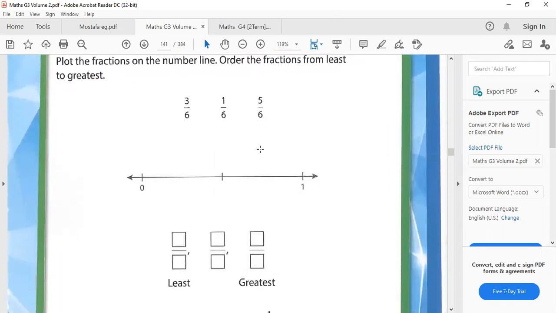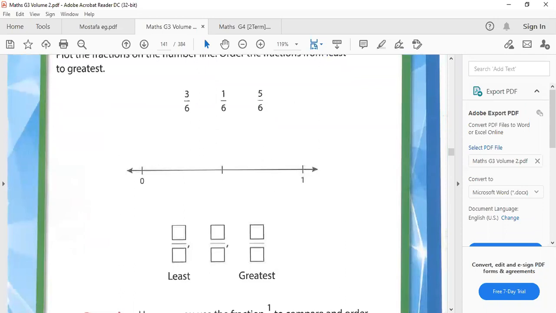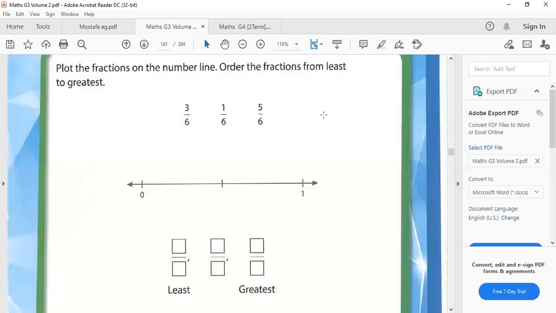Okay, if you have three fractions like this, 3 over 6, 1 over 6, and 5 over 6, we're gonna start as he asked. Here he asked to order the three fractions from least to greatest. He said from least to greatest. So the question here is, which one is the least fraction? Which one is the smallest?